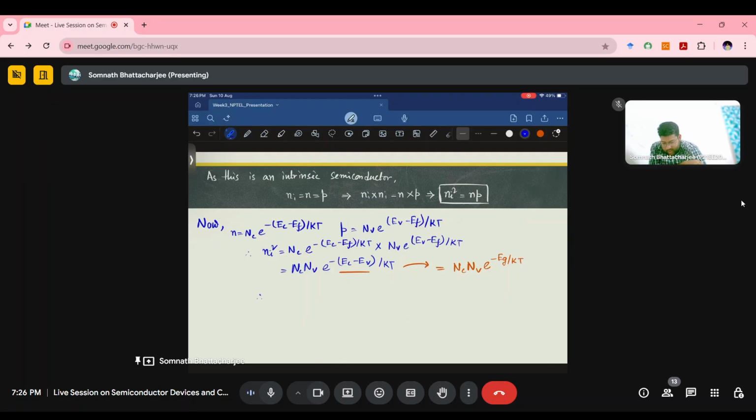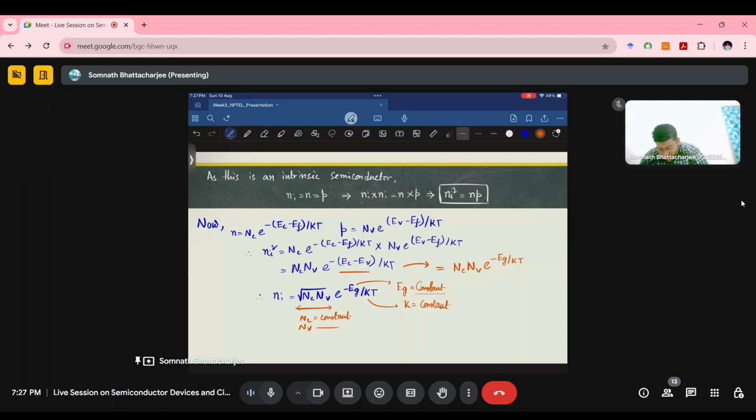So we can get the value of Ni equals root over of NC NV e to the power of minus Eg by KT. From this, the main observation is that NC and NV are constant numbers. So NC and NV both are constant values. Now we can get that Eg is also constant, and the value of K is also constant.